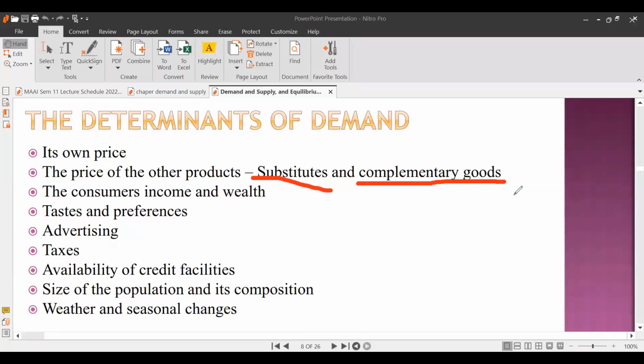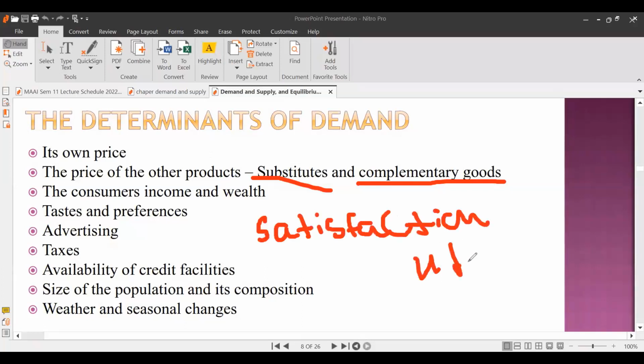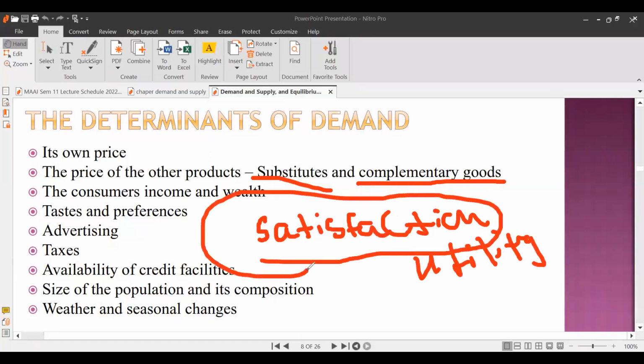goods have similar utility, similar satisfaction. For the satisfaction, in economics, we call it utility. Utility. Similar satisfaction. We receive similar satisfaction. Right? Substitution means the particular good that can be used instead of the other.